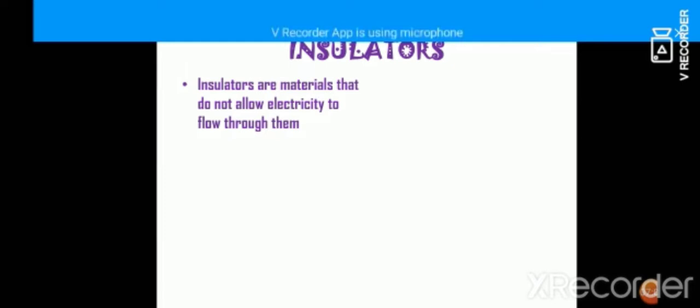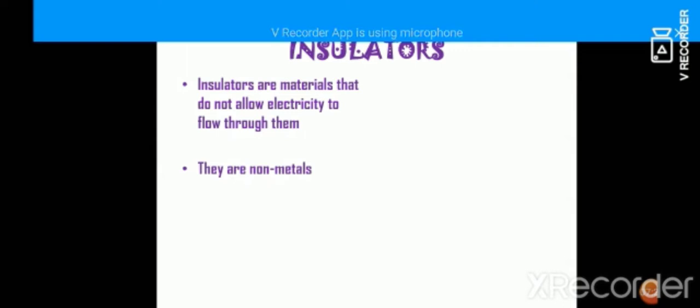Insulators are materials that do not allow electricity to flow through them. They resist the flow of electricity. That means electric current cannot flow through them. They are called insulators. And what are they made up of?